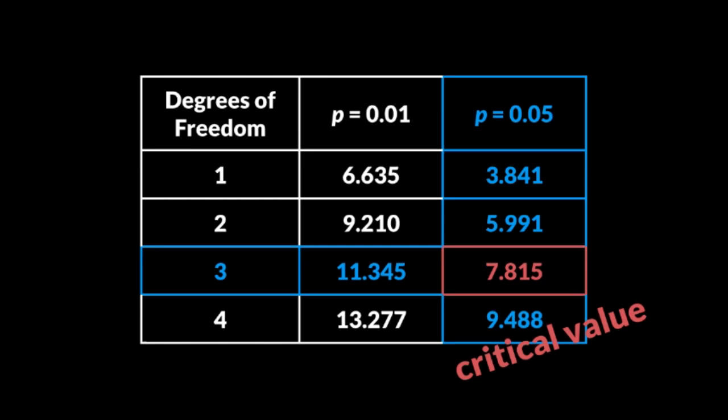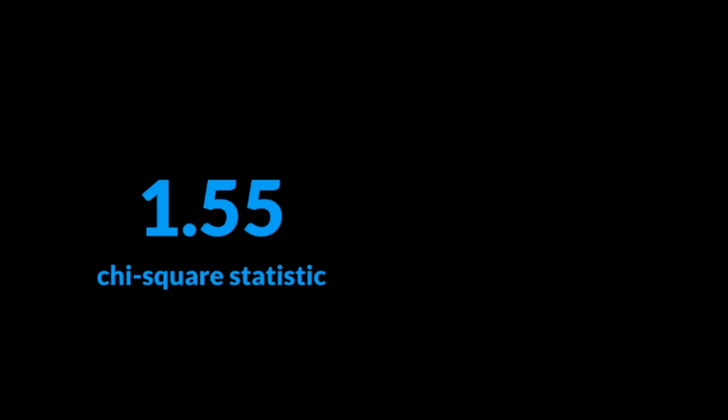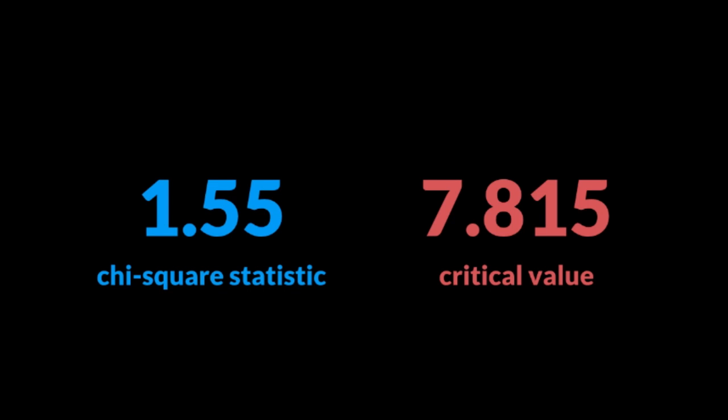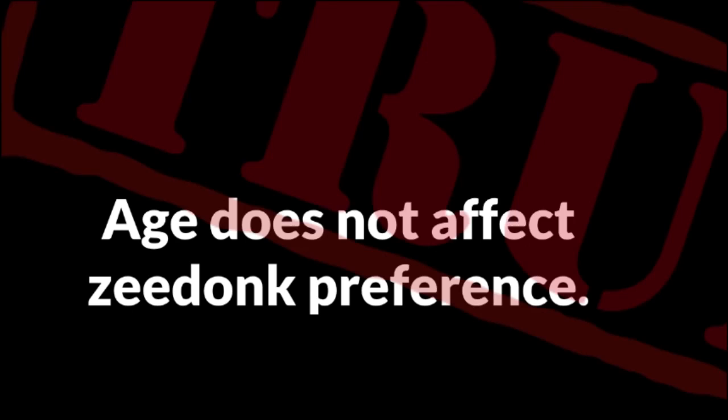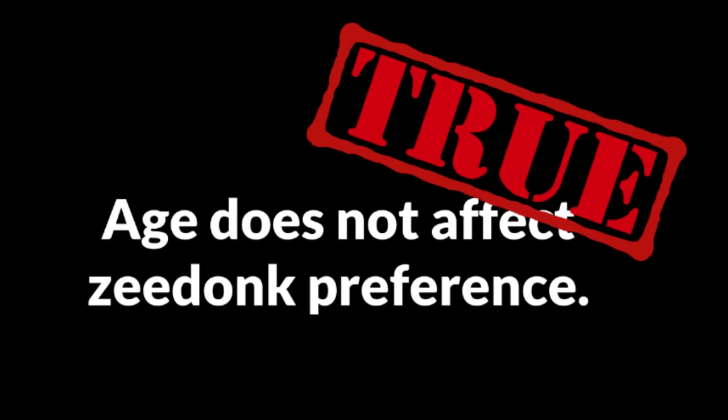So that's the amount of degrees of freedom we have. That's our critical value. And now it's just a matter of taking our chi-square statistic that we calculated to be 1.55 and our critical value, and that's 7.815. Now notice that the chi-square statistic is a lot smaller, which means that we have to accept the null hypothesis is true. Remember we said that the null hypothesis was that age does not affect z-donk preference. That's true. So from this experiment, we have determined that age does not affect z-donk preference.